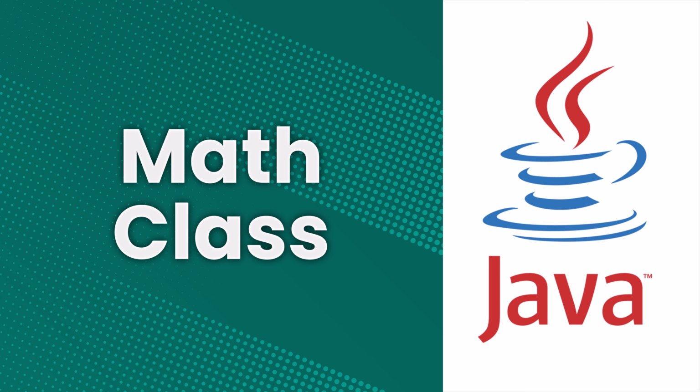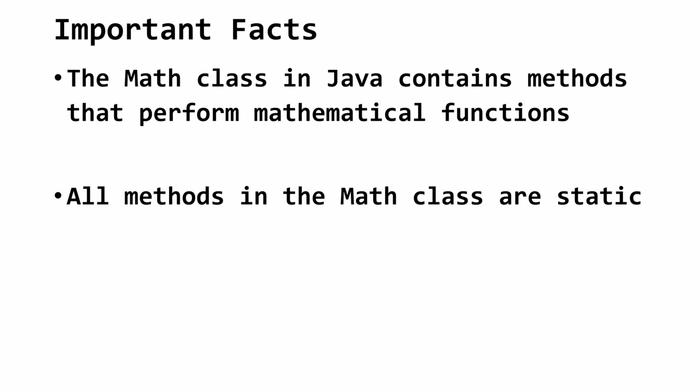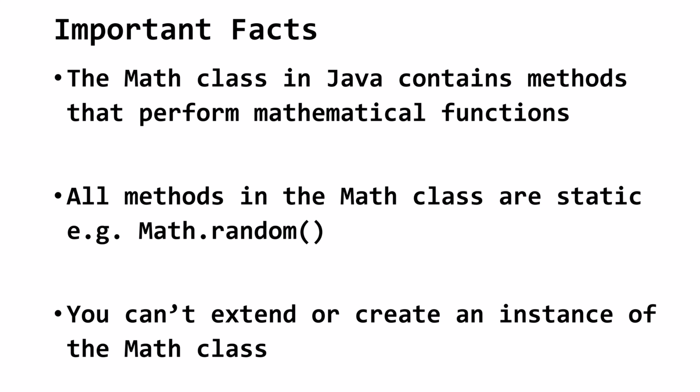In this lesson, we're going to learn about the Math class in Java. Some important facts to know. The Math class in Java contains methods that perform various mathematical functions. All methods in the Math class are static, so we can call methods directly from the class. For example, Math.random. You can't extend or create an instance of the Math class.